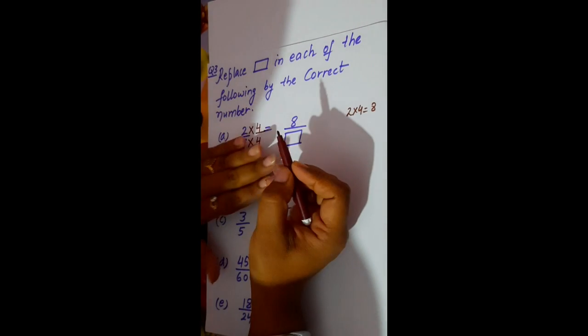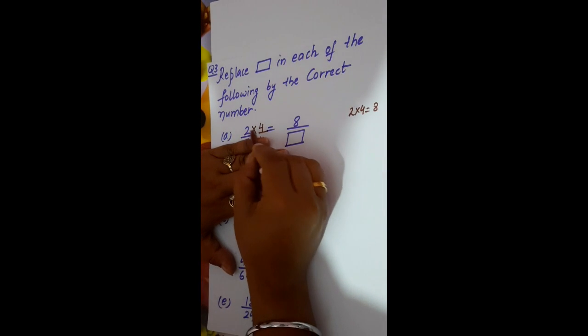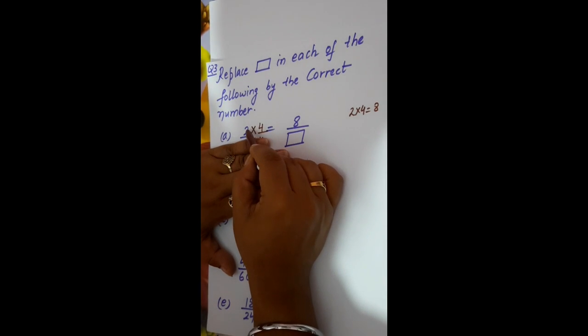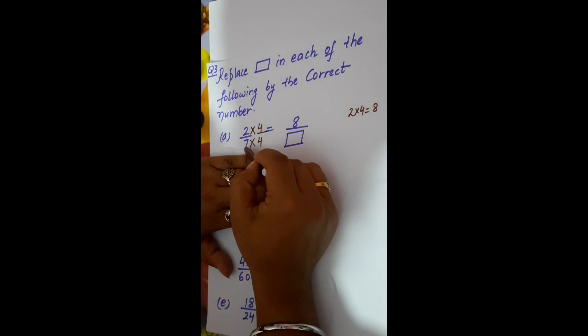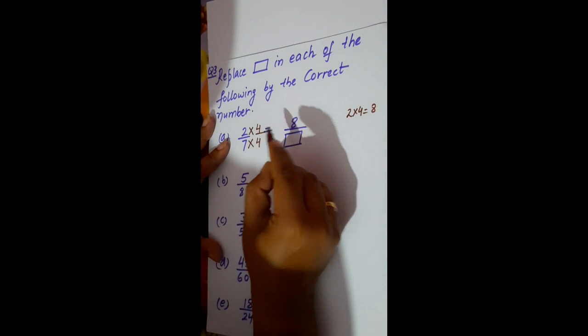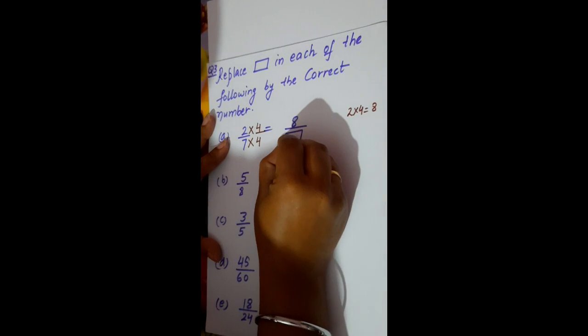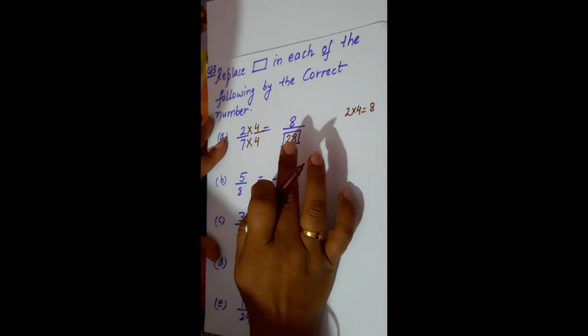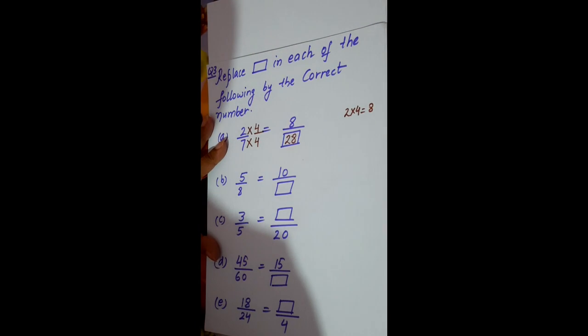2 multiplied by 4. Why do I write 4? Because 2 4s are 8. Similarly, you have to multiply by 4 in the denominator also. Here I will get 7 4s are 28. So my first box answer, the correct number, is 28.